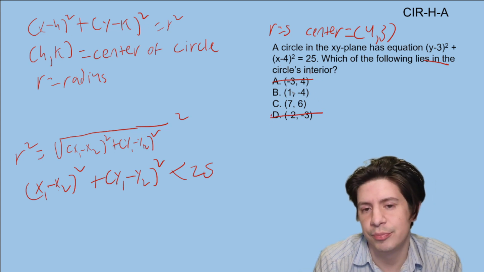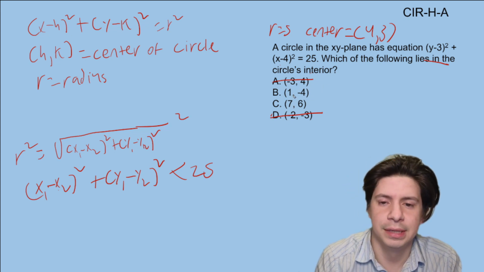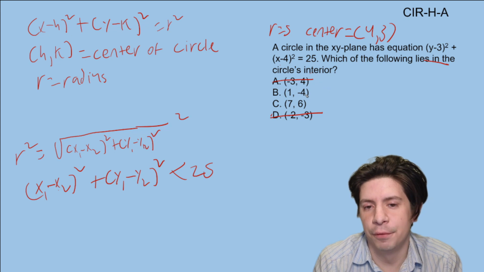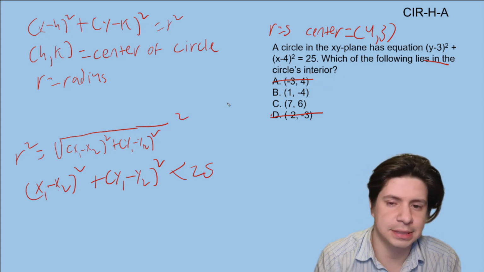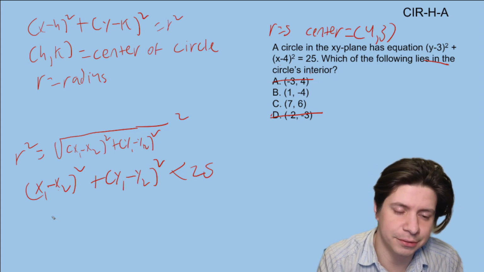So then we're between B and C. 1 is 3 apart, 7 is 3 apart. Let's try both. But then let's see, the -4 is 7 apart, and 6 is only 3 apart. So let's start with C and just make sure. It should be that one, right?